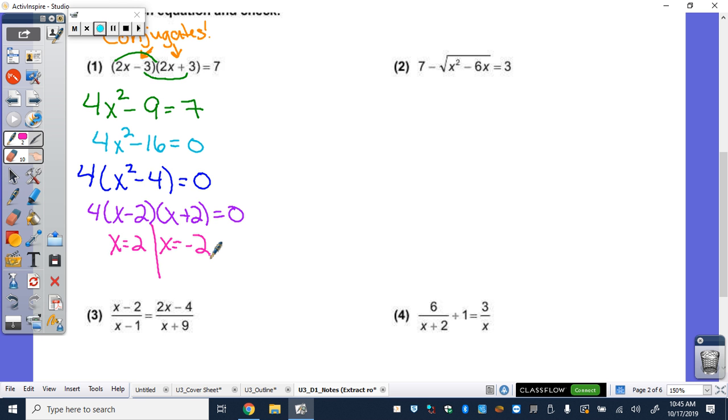And what happens with that 4 out in front? Does it just magically disappear? No, what happens to it? Yeah, it doesn't actually equal 0. You can't set 4 equal to 0. That just doesn't work. So it ends up getting rejected. So it doesn't just magically disappear. It just ends up being rejected there.